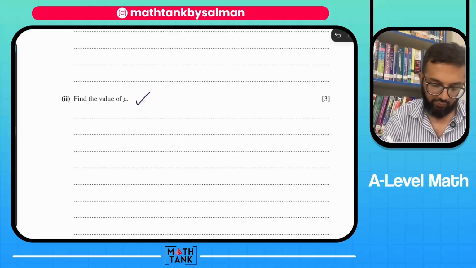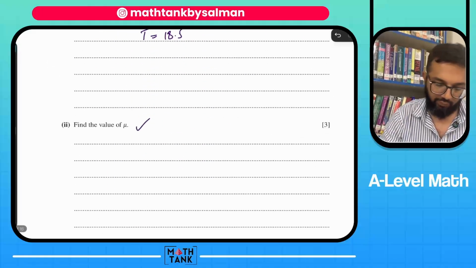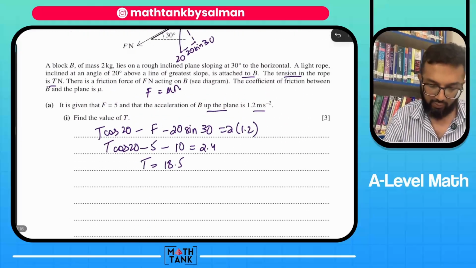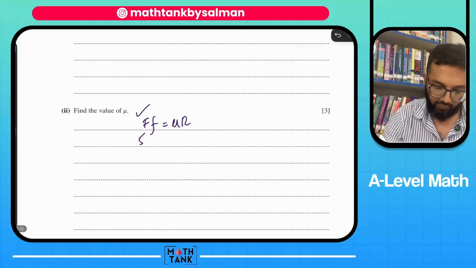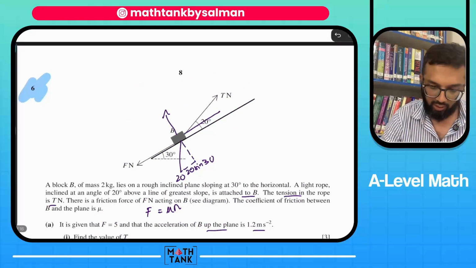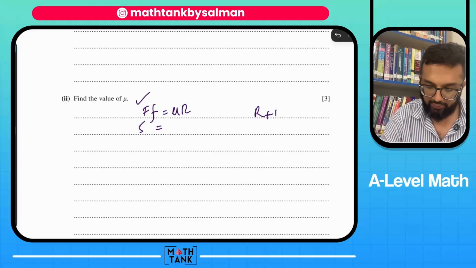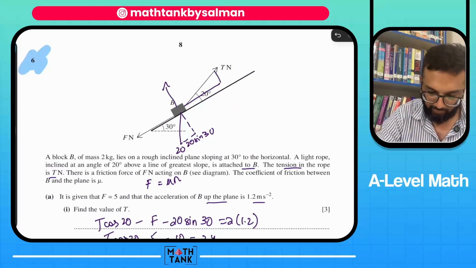Okay, find the value of mu. Frictional force is mu into R. Frictional force is 5. Okay, yeah, 5. So mu into R. R should be what? R plus T sine 20 equals 20 cos 30, so I have to resolve this part as well.